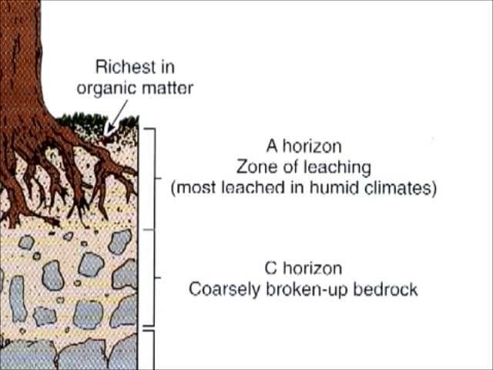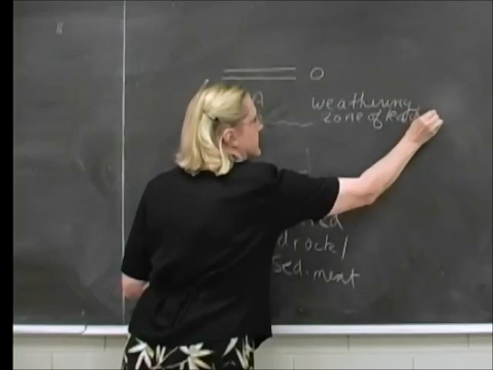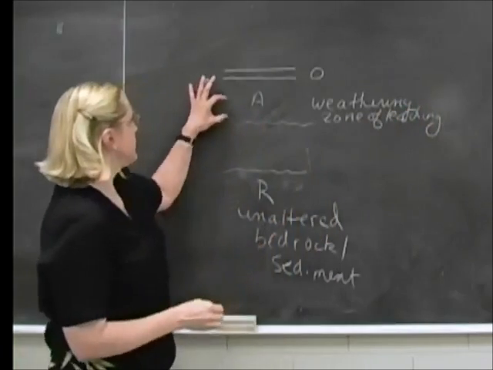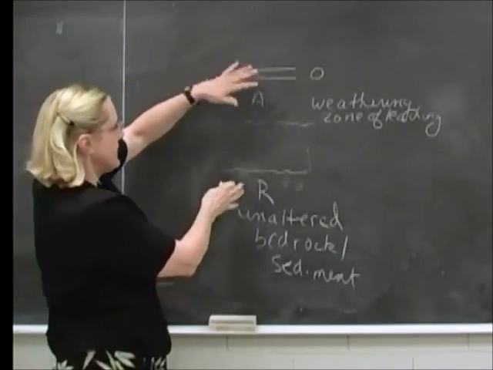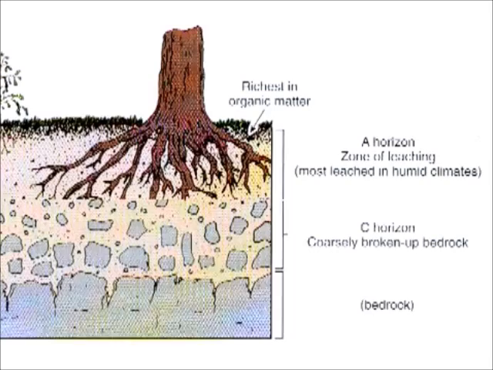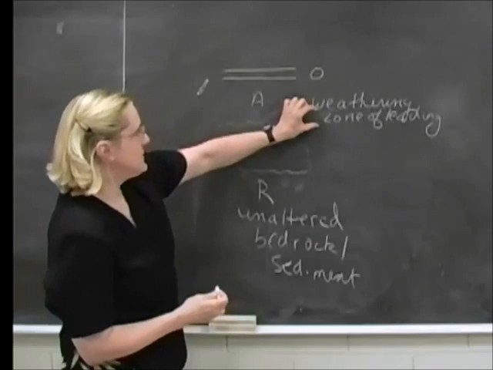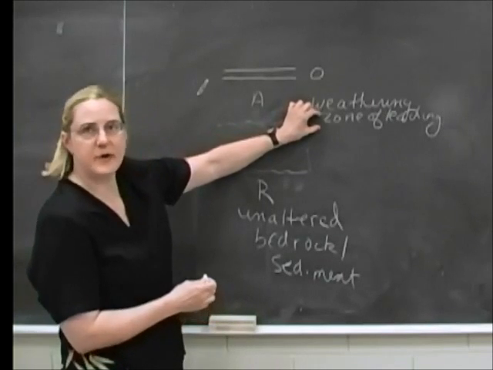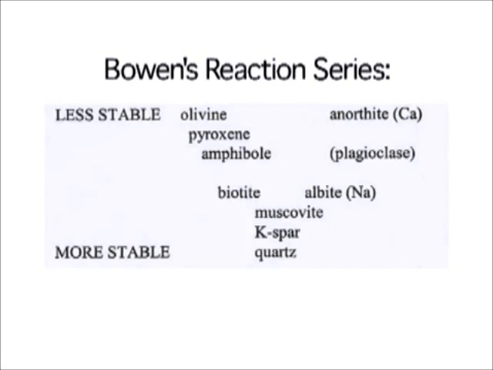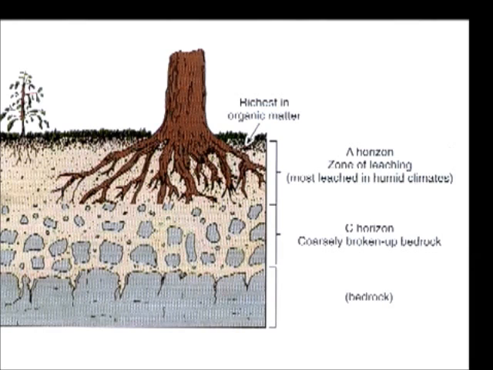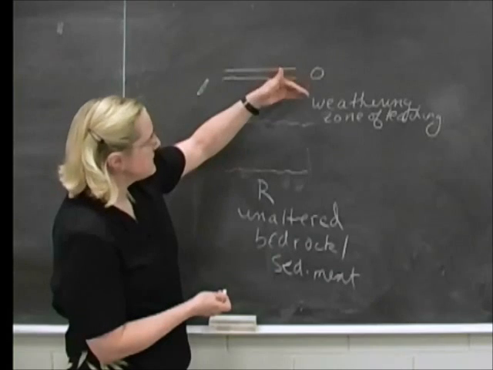But this is typically a zone of leaching. And what happens here is that the original parent materials that are present in this bedrock are slowly but surely affected by the infiltration of rainwater. And we start to break down those minerals kind of in the inverse of Bowen's reaction series. But nevertheless, they break down fairly slowly, and it does occur. And the minerals are breaking down.